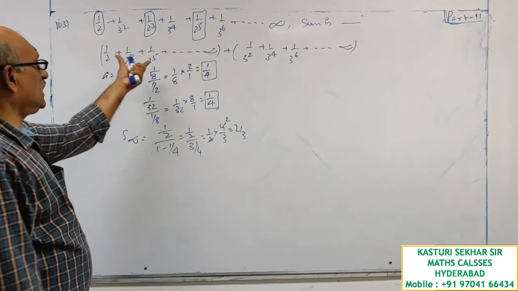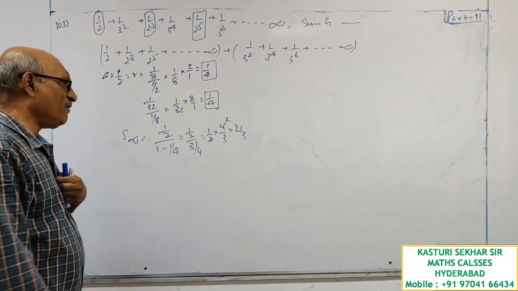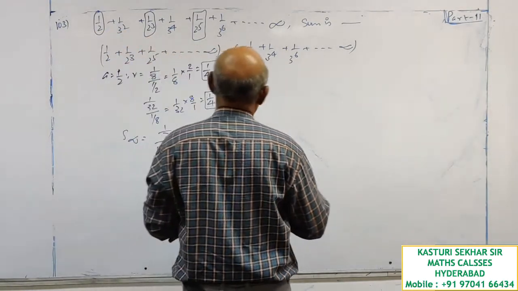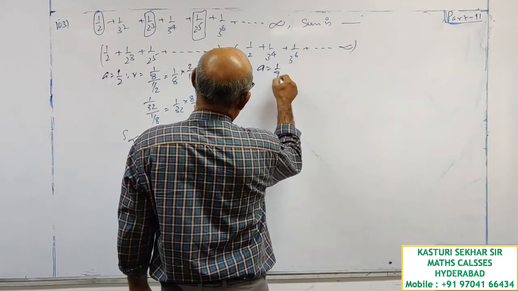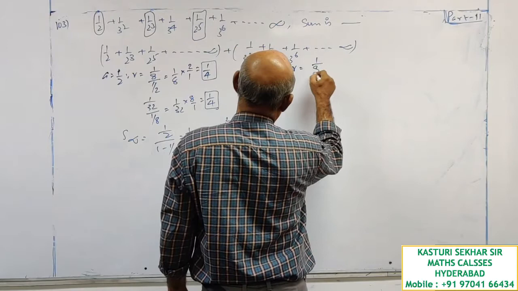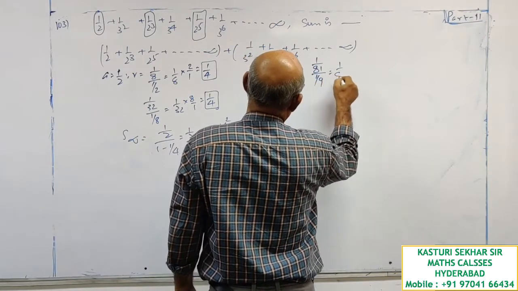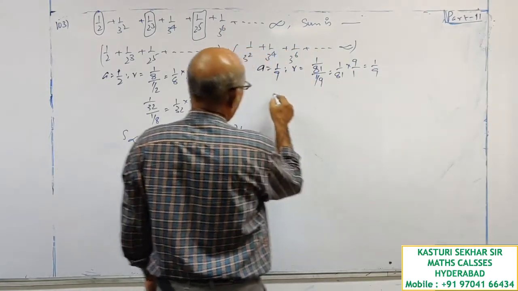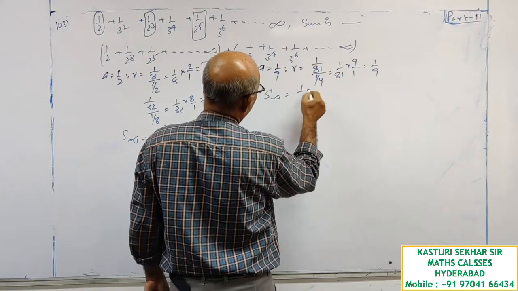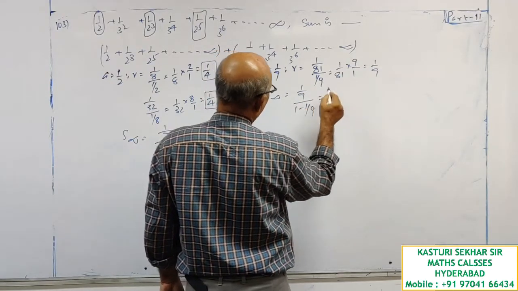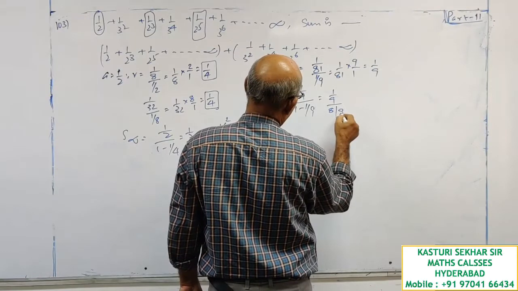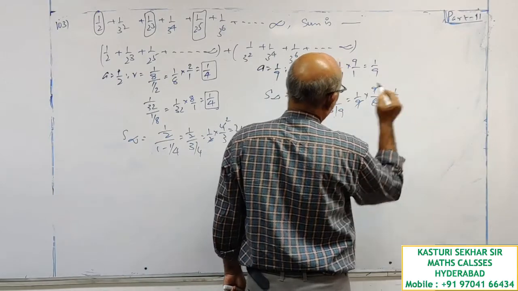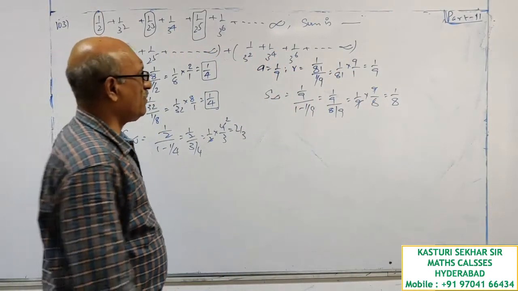So the terms in the first bracket, when simplified, give the value 2 by 3. Let's go to the second series. A is equal to 1 by 9, common ratio, second term divided by first term, 1 by 9. S infinity is equal to first term divided by 1 minus common ratio. This is equal to 1 by 8.